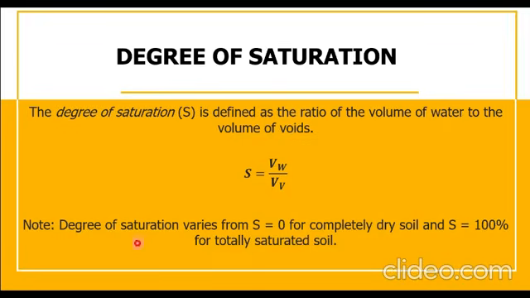So if it's completely dry, volume of water will be 0. So 0 over volume of voids will be 0. That's why if it's completely dry soil, S is equal to 0. And if it's completely saturated, volume of voids will also be equal to the volume of water because, again, the volume of voids is totally occupied by the water. That's why the volume of voids will be equal to volume of water and S will be equal to 100%.